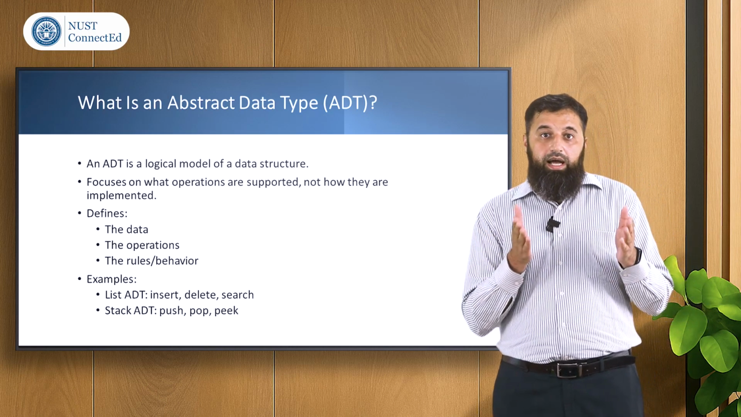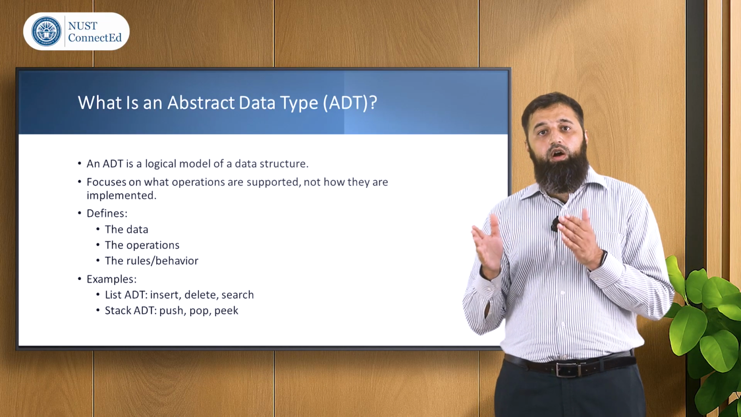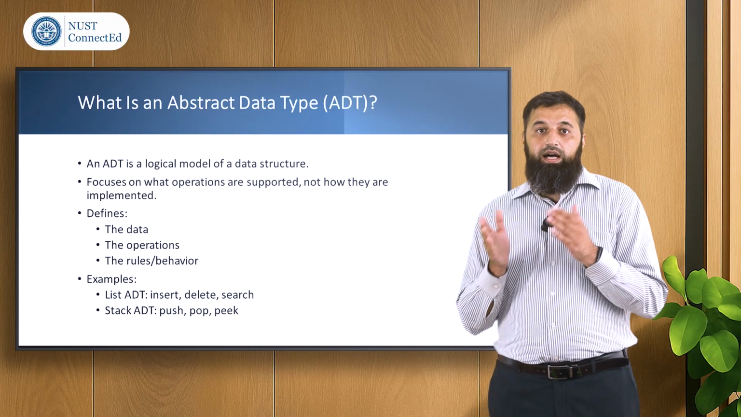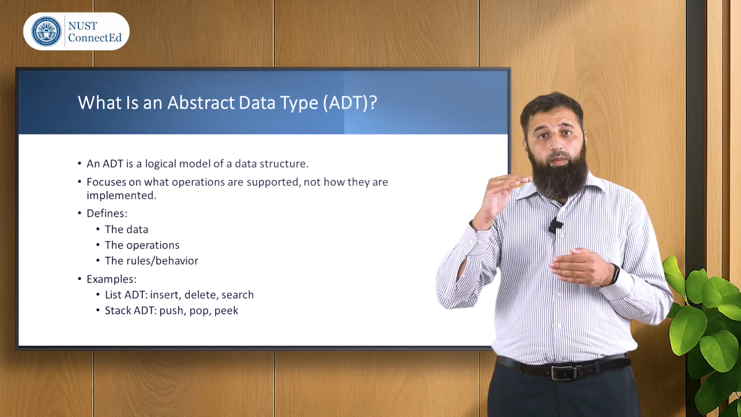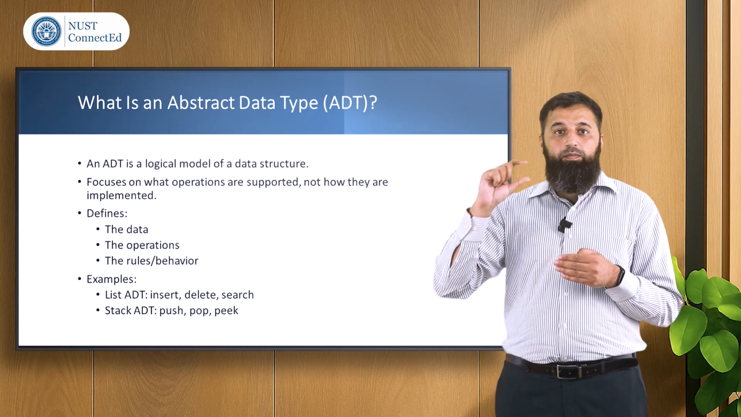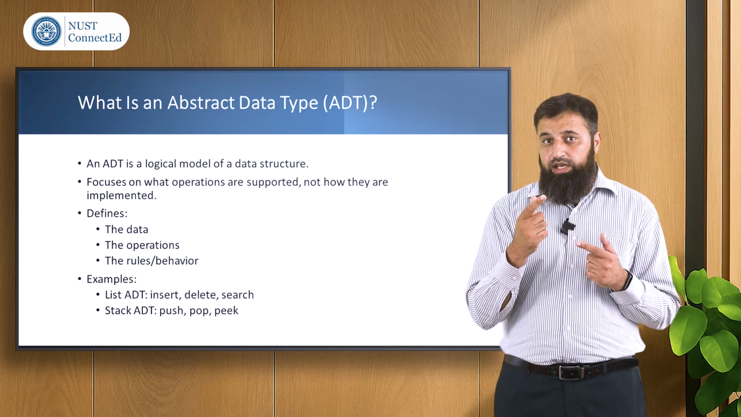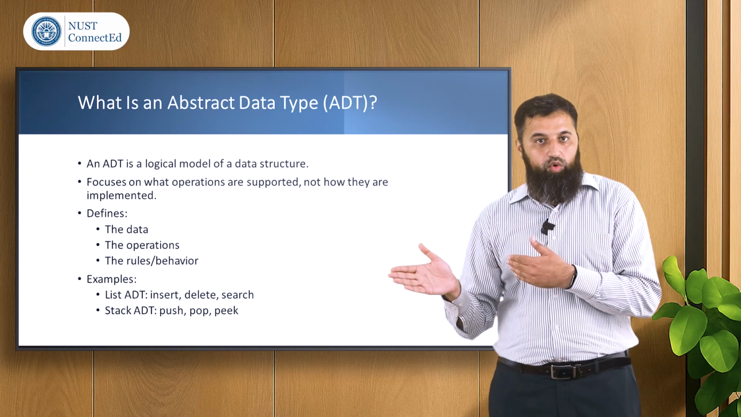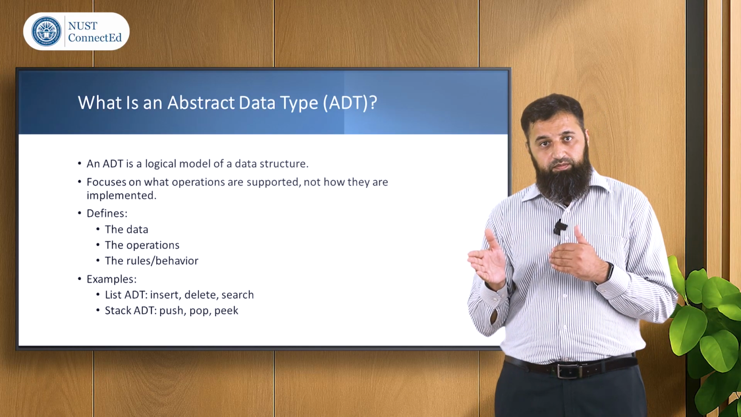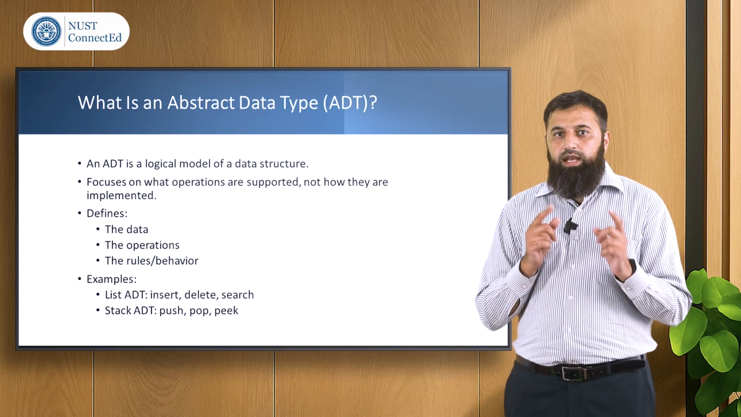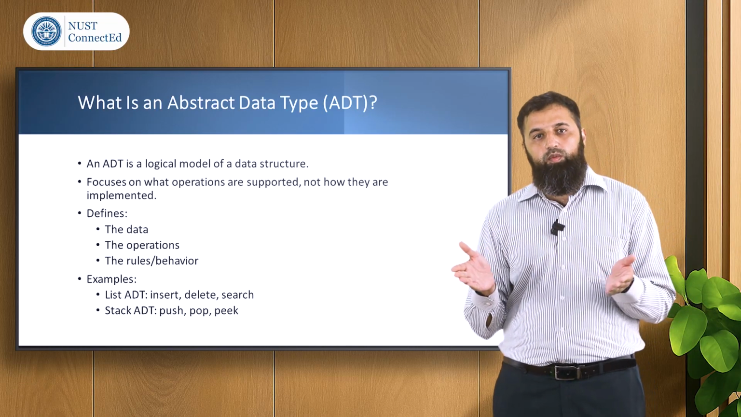For example, a list ADT allows inserting, deleting, or searching for elements. A stack ADT allows you to push an item on the top, pop the top item off, and peek at the top without removing it. A queue ADT works like a line at a store: first in, first out, using enqueue and dequeue operations. Notice something important? None of this describes how the data is stored, just what it can do.